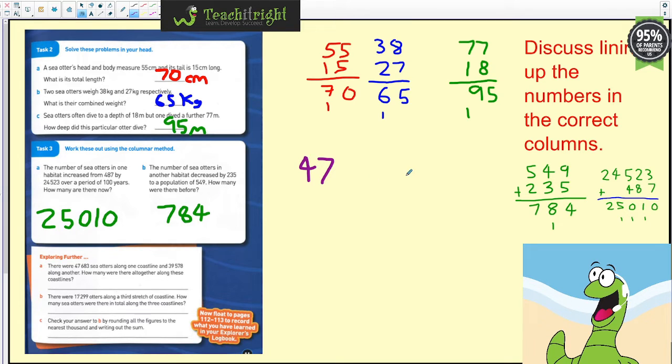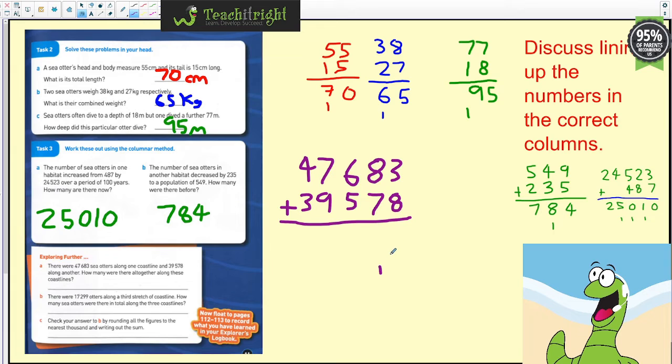So 47,683 plus 39,578. Again, notice I'm keeping them in their columns, a slight gap. I'm not putting these commas in because that can confuse me. And now let's get to adding.